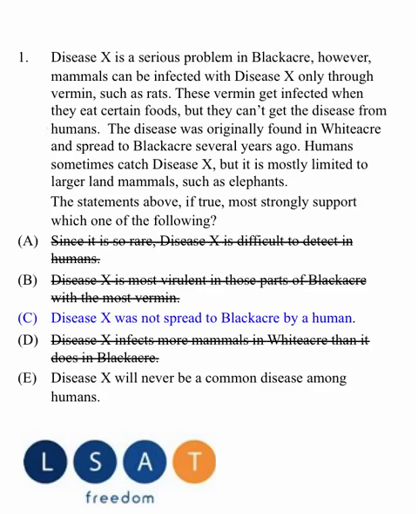E, disease X will never be a common disease among humans. Of course, we cannot predict the future. Certainly we can't conclude what will never happen based upon just what's given here, so E is incorrect for that reason.